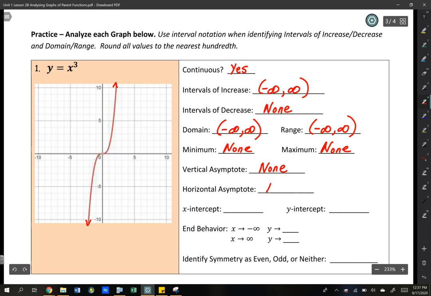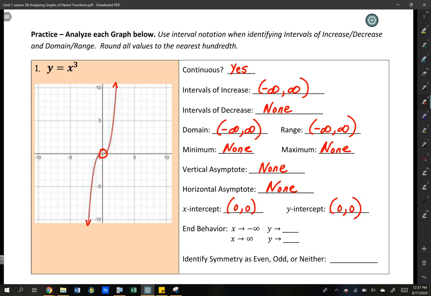And we do not have a horizontal asymptote. There aren't any. The x-intercept and the y-intercept happen at the same place. It's always going to be a coordinate. When we talk about intercepts, you always want to write it as a coordinate.